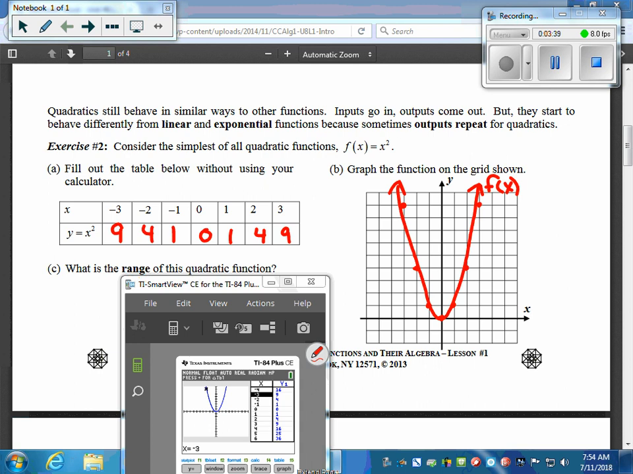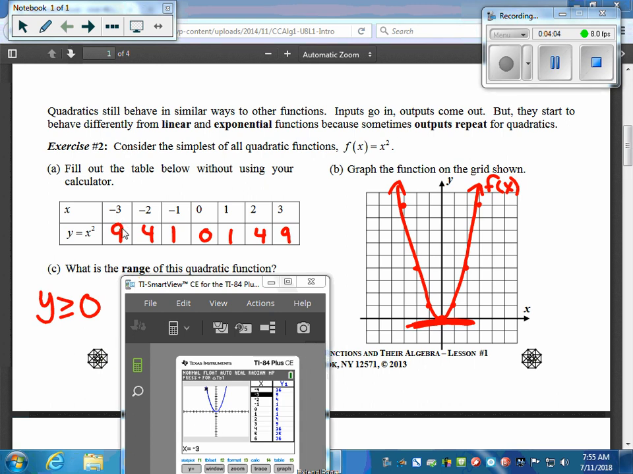Now it's asking for the range of this function. Well, I noticed that both my arrows are going up, and the range is the y values, so I know it doesn't go below that line at all, which that line on my y-axis would be 0. So I know that my range is going to be every value that y is greater than or equal to 0.